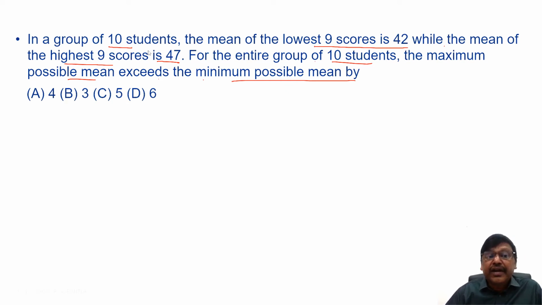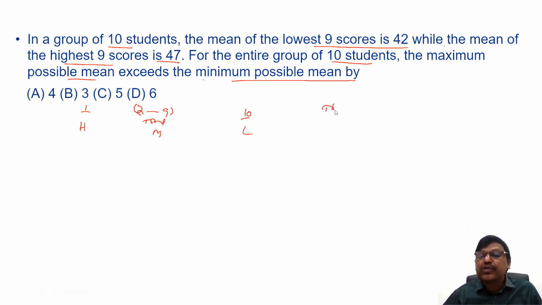Fine. There are 10 students. Let the highest score be H. The top score is H, the lowest score is say L, and in between I have 2 to 9. Let their total score be M. So the total score of 10 students is H plus M plus L.